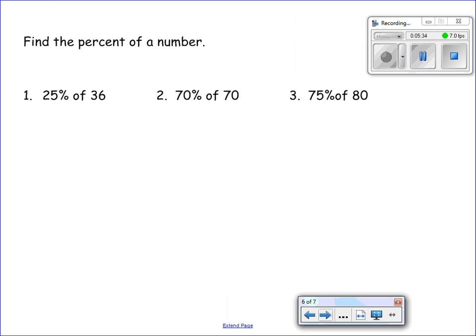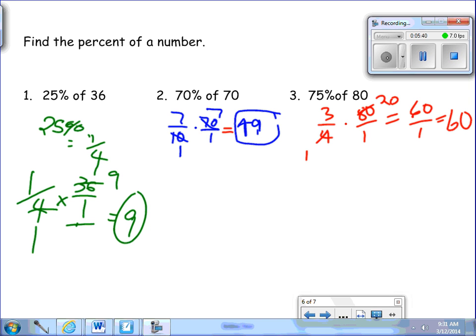Okay, we have 3 examples to find the percent of a number. I'm going to pause the video. We'll come back and check our answers. Okay, so 25% of 36 is 9. 70% of 7 is 49, and 75% of 80 is 60.